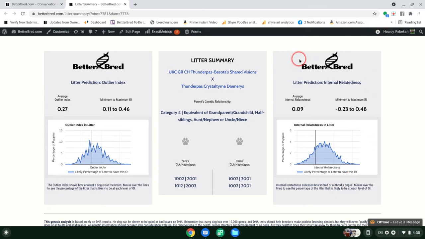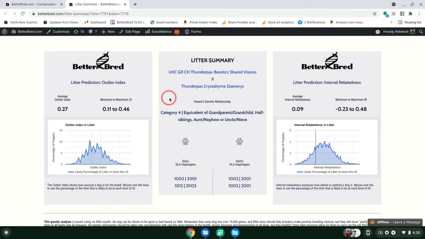Now, I have done breedings that were category 6 with my own, but I know my lines pretty well, and so far it's been okay. But for me, generally, this would be a close breeding that I would likely opt not to do. But again, you have to know your own lines.